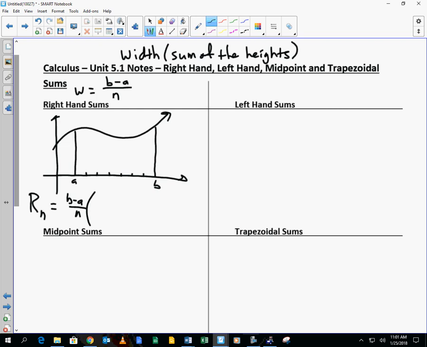We're going to go over a certain number of widths. So this would be A plus W sub 1, right? This would be A plus 1 width. And then that would be A plus 2 widths, so on and so forth, all the way up until this last one, B, would be A plus n widths, right?